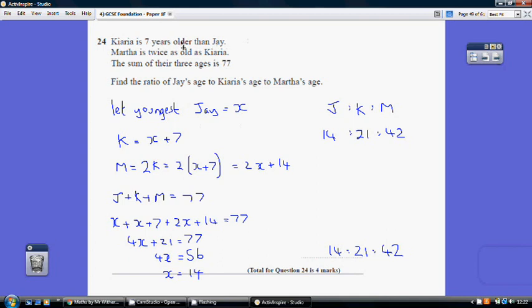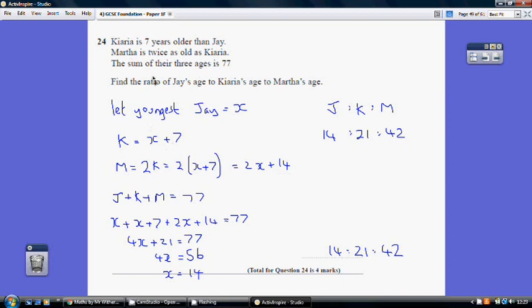Kira is 7 years older than Jay, so whatever Jay is, we add 7 to it. So Kira's age is going to be x plus 7. And then Martha is twice as old as Kira. We've just said that Kira's age is x plus 7, so Martha's age is going to be 2 lots of x plus 7, which, if we do the claw, is 2x plus 14. So Jay's age is x, Kira's age is x plus 7, and Martha's age is 2x plus 14.